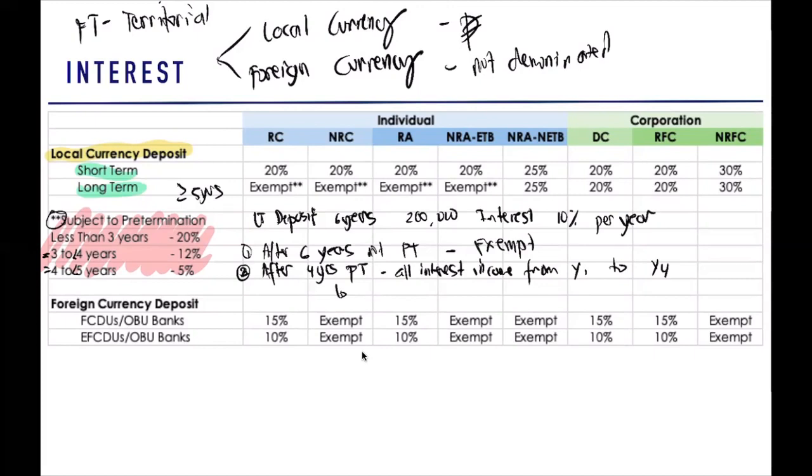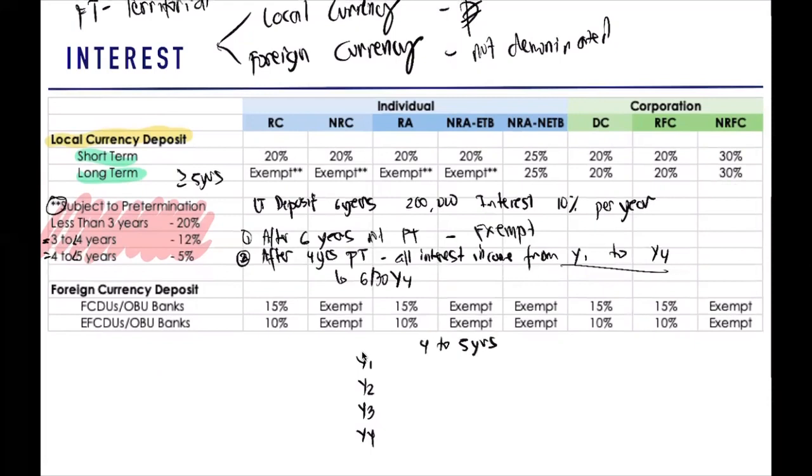So let's say you pre-terminated it on June 30, year 4. So all interest income from year 1 to year 4, you will tax it. So we have here year 1, year 2, year 3, and year 4. Where does it fall? In the 4 to 5 years. You get the interest income for each year.